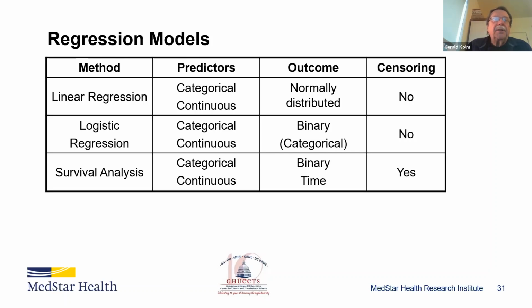So in survival analysis that we talked about, again, if we want to do a multivariable model, our predictors can be either categorical or continuous. But now we have 2 outcomes to consider. We have the binary outcome of the event, yes or no, and then the variable of time. And now in survival analysis, we're going to consider censoring. That is, we can use the data from all patients, regardless of whether they complete the study or not.